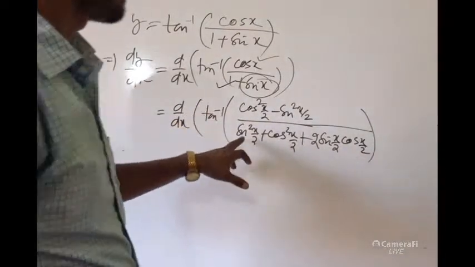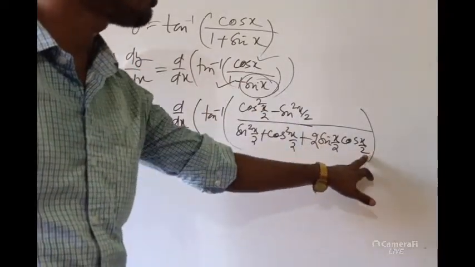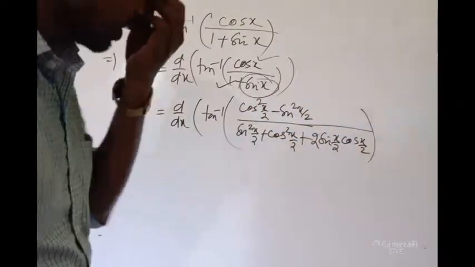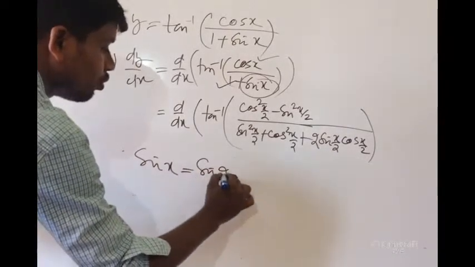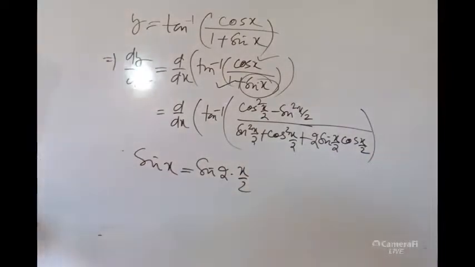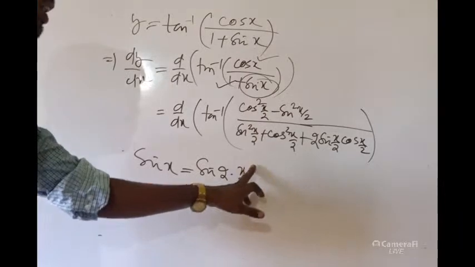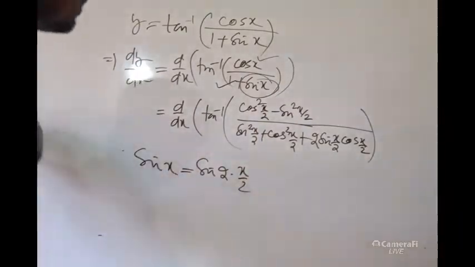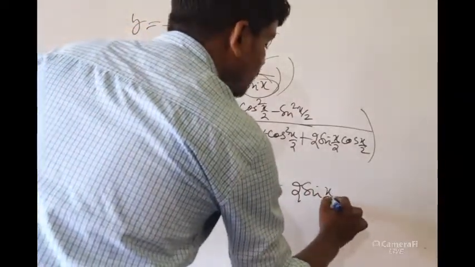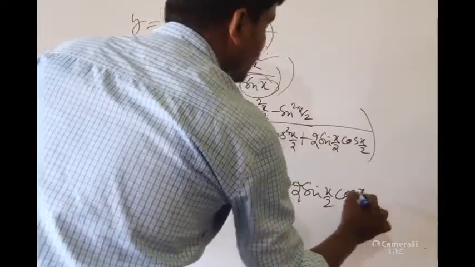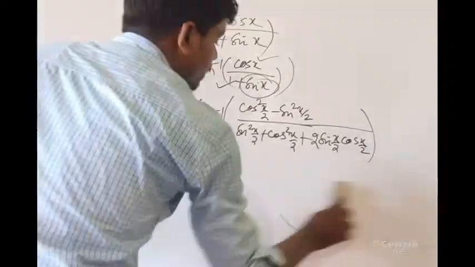So we know that sin square theta plus cos square theta equals 1, and 2 sin a cos a is sin 2a. Here sin x is sin 2 into x by 2. Okay, sin x is here, then 2 is multiplied with this x and 2 is divided by this x. Then this is the sin 2a form. This means 2 sin x by 2 cos x by 2. Okay, any doubt?